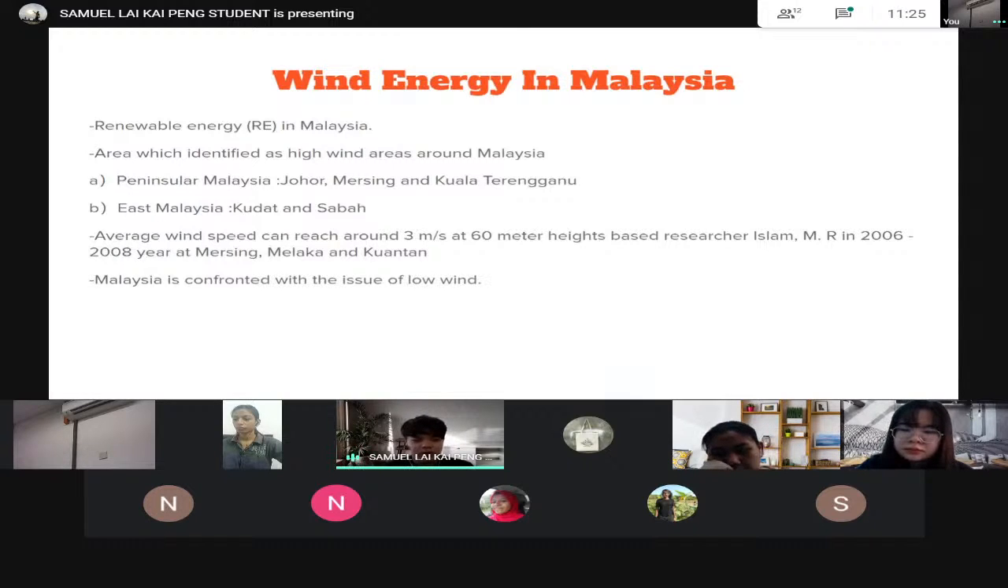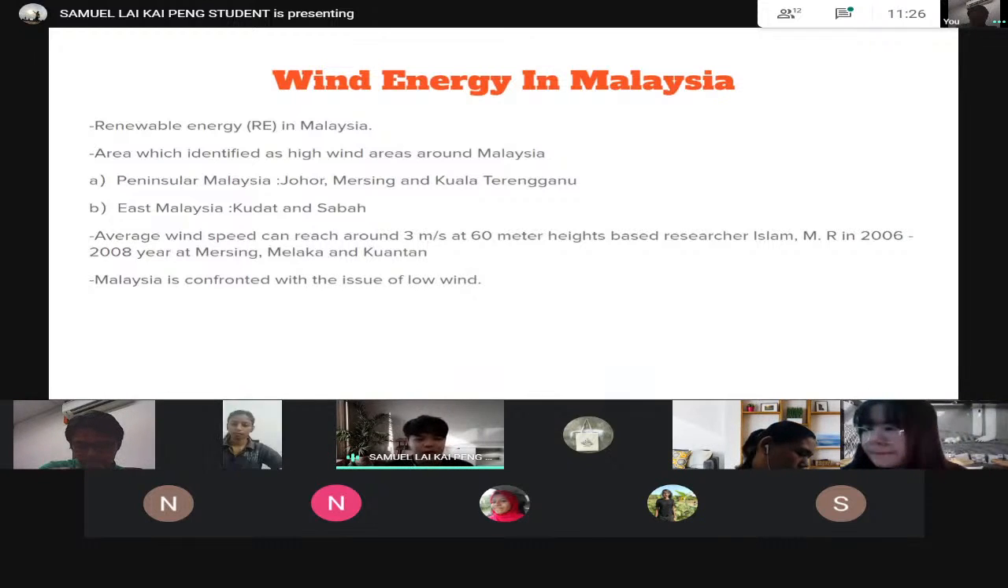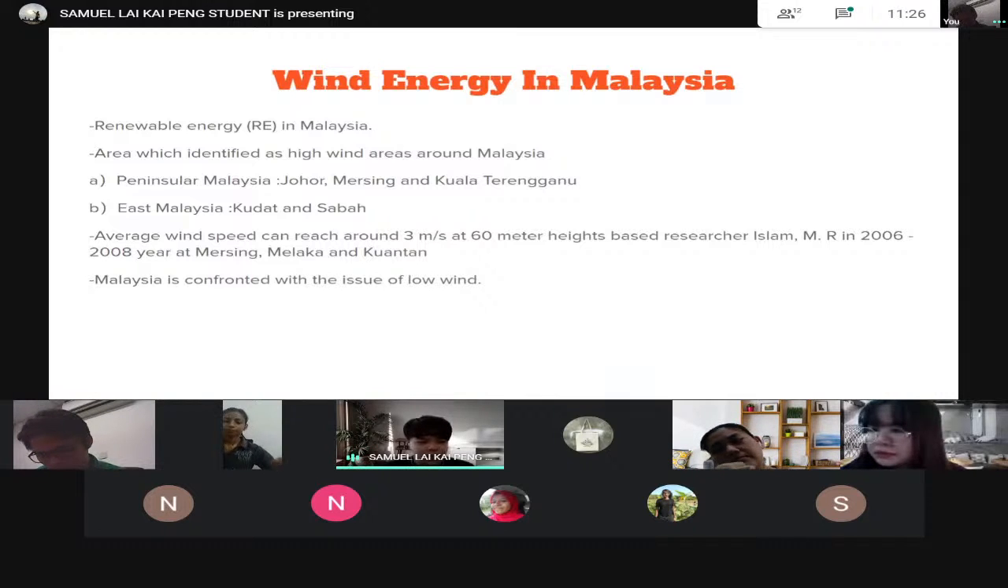So currently, wind energy in Malaysia is not a renewable energy that is harvested in Malaysia. So we can say that Malaysia is still on the road to study the potential of the wind around the country. As of now, the areas identified as high wind areas around Malaysia are in Peninsular Malaysia: Johor, Mersing, and Kuala Terengganu. And then from East Malaysia, Kudat in Sabah.